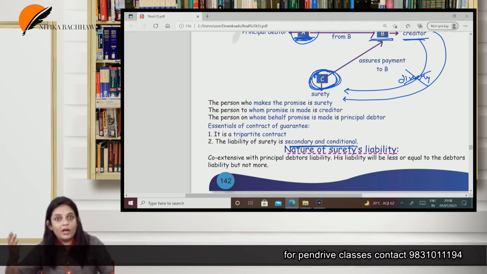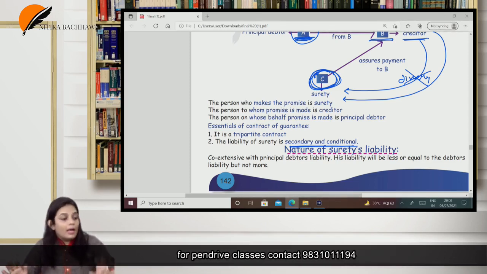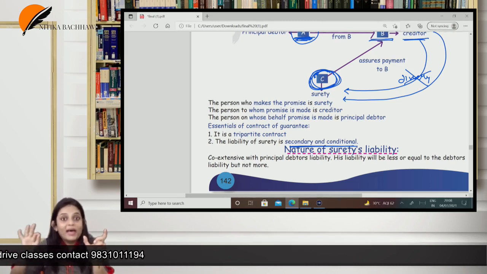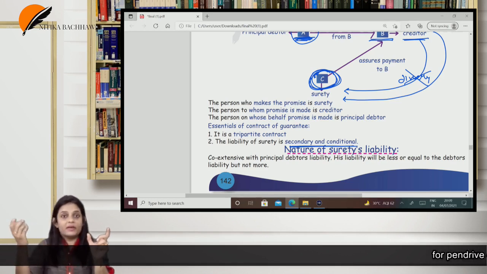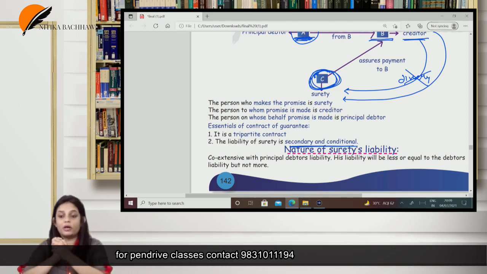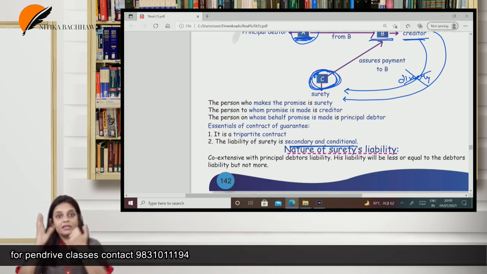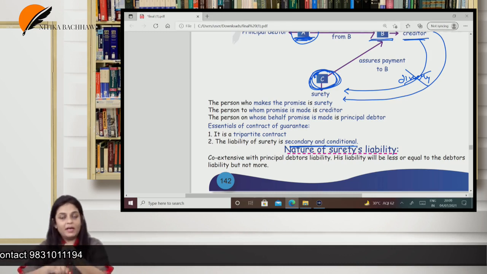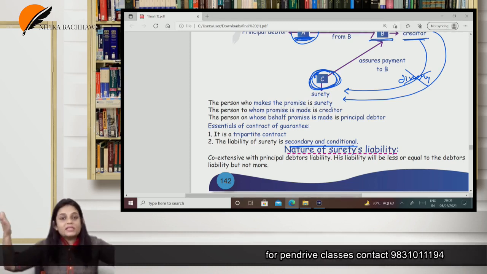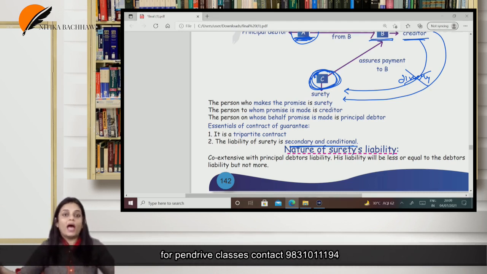So can I have more liability than the principal debtor? No. Principal debtor is liable for 1 lakh. What is my liability? 1 lakh maximum. Can I be liable only for 80,000? Yes. Can I be liable for 70,000? Yes. Can I be liable for 1 lakh? Yes. Now the creditor says, since you are the guarantor, you are the surety, you will be liable for 1 lakh plus 10% interest. The principal debtor is liable for 1 lakh. The creditor tells me, since you are the surety, you will be liable for 1 lakh plus 10% interest. Now when the principal debtor is not liable for this 10%, how can I be liable?